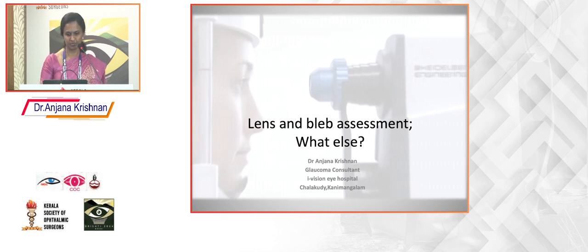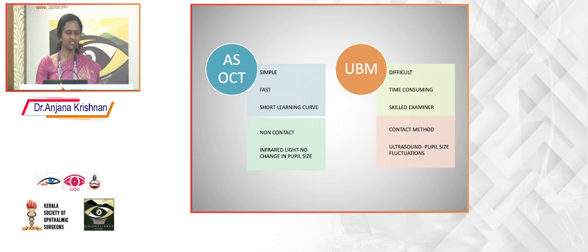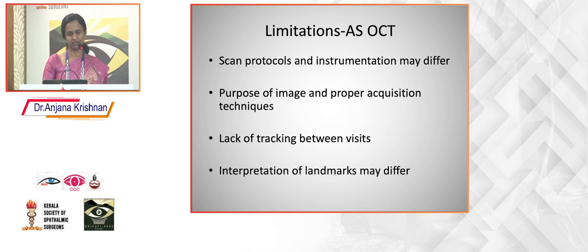Most of the differences have been highlighted, and one thing is that pupil size is less affected by ASOCT than with UBM. Some of the important limitations of ASOCT which we need to take care of are that the operator should be aware of the scan protocols and the instrumentation.